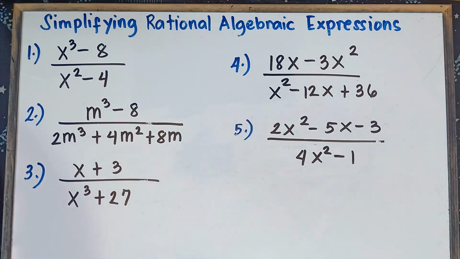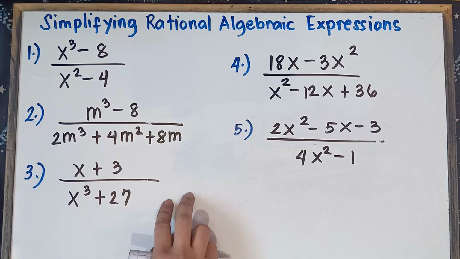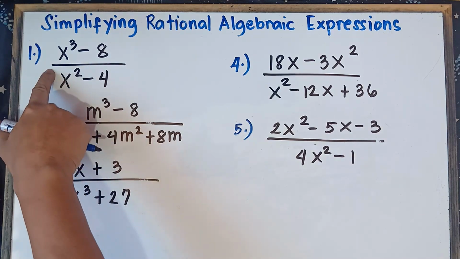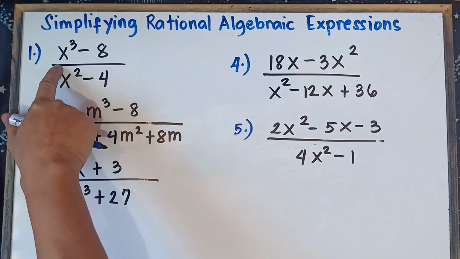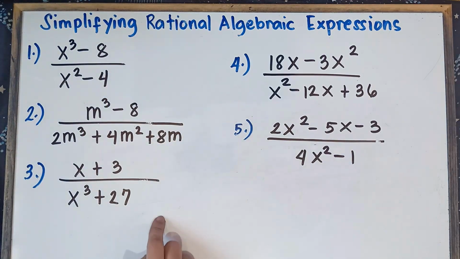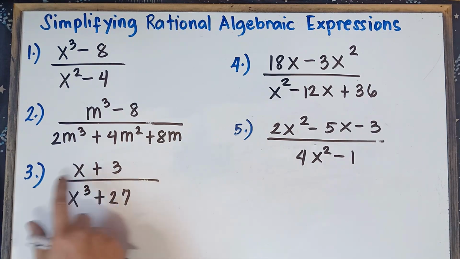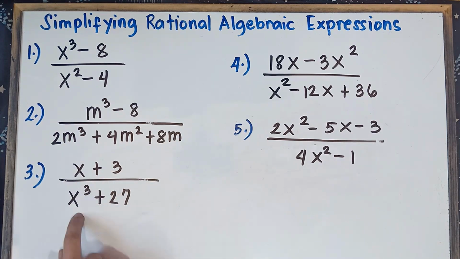Alright, and then in today's video class for part 3, this will be quite complicated because we are dealing with the sum and difference of two cubes. For example, number 1, we have difference of two cubes. X cubed is a perfect cube and 8 is a perfect cube. And for number 3, we have sum of two cubes. X cubed is a perfect cube and 27 is a perfect cube.